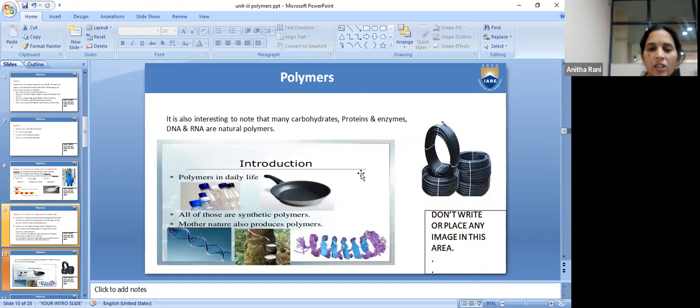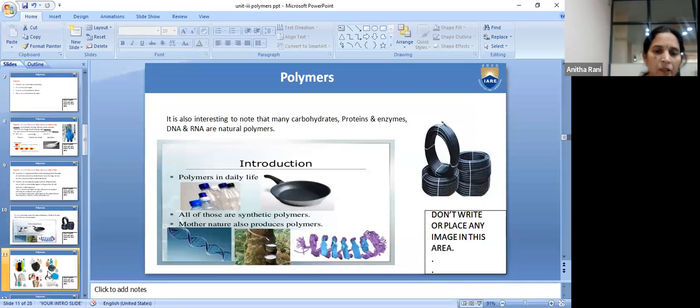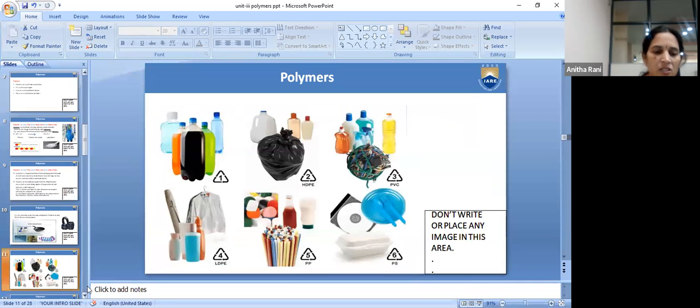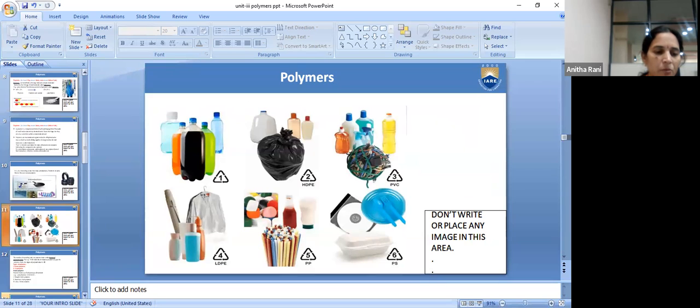So here I gave some natural polymers as examples, like proteins, enzymes, carbohydrates, DNA, RNA. Bottles, straws, plates, cups, all these are polymers, made up of plastic. For example, you take polyethylene and prepare a bottle. So these are polymers.